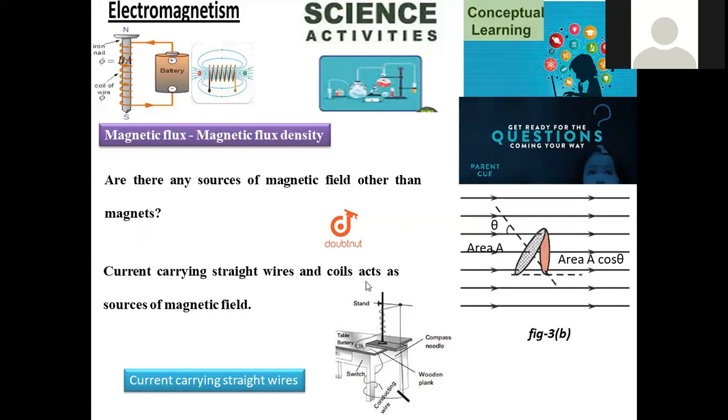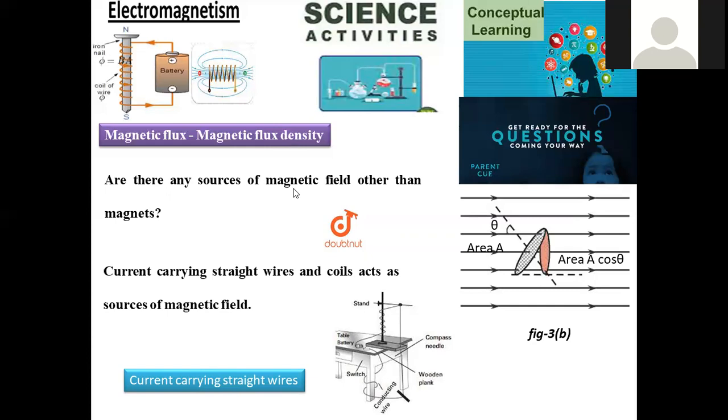Current carrying straight wires and coils act as the sources of magnetic fields. So here, current carrying straight wires are nothing but metals only. And another, coils. Coils are used to heat. They are used to generate the heating, and electrical coils will be there. So in that condition also a magnetic field will be induced, right?